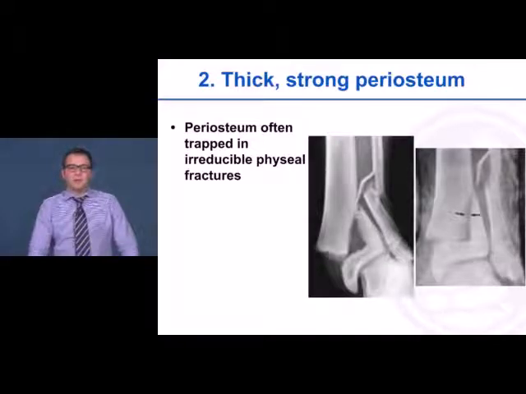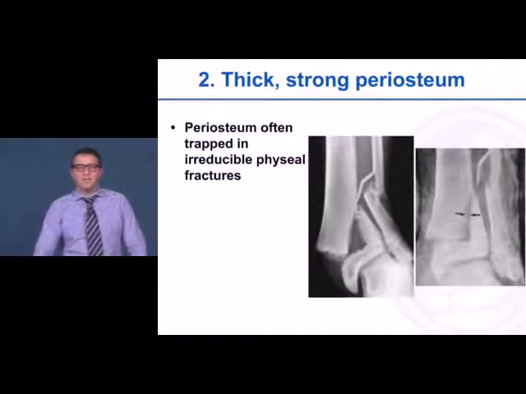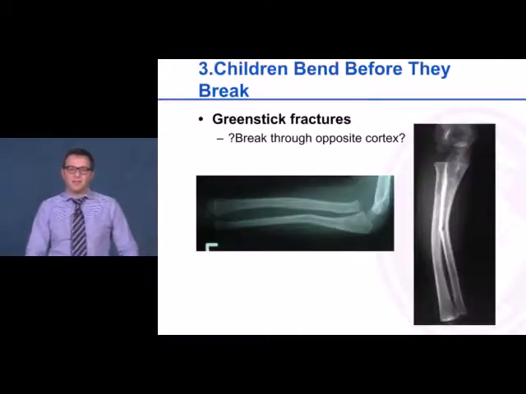So although periosteum is thick and strong and that's helpful, it can also be a problem. Sometimes when the fractures are displaced, it can get stuck in the joint, leading to an irreducible physeal fracture, as seen here based on the gap in the X-ray.